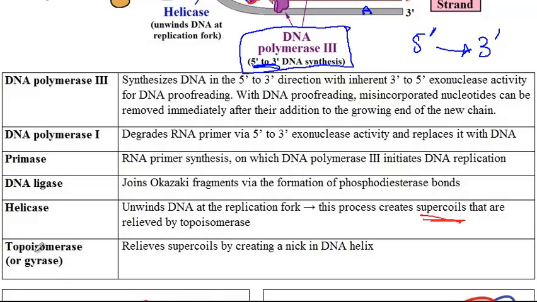So sometimes students ask, what's the difference between topoisomerase and gyrase? So let me mention that there are different forms of topoisomerase. There is type 1, which creates only a single strand cut in DNA. And then we have type 2, which creates double strand breaks. Now, gyrase is a type 2 topoisomerase that is found in bacteria. But in any case, for the MCAT, what you need to know is that topoisomerase or gyrase are the enzymes that are involved in relieving the supercoils by creating nicks in the DNA helix.